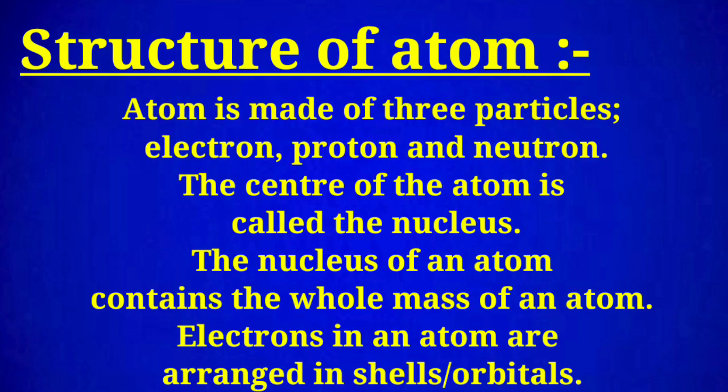Structure of atom. An atom is made up of three particles: electron, proton and neutron. The center of the atom is called the nucleus. The nucleus of an atom contains almost the whole mass of an atom.